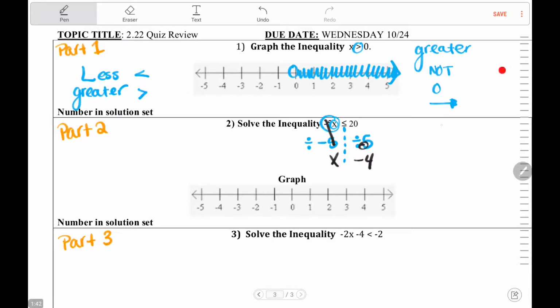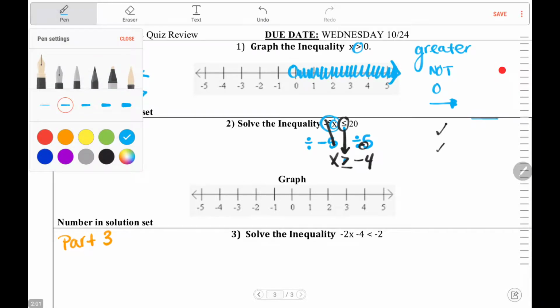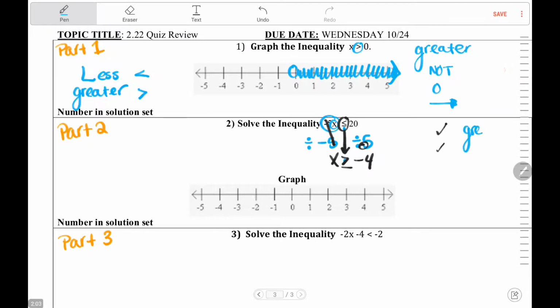We need to ask ourselves, did we multiply or divide? The answer is yes. Okay, was it a negative? Yes. So what do I need to do? I need to change the symbol. Okay, let's go ahead and graph that now. Is it greater or less? It's greater. Is it equal or not? It is equal. So it's going to be a closed circle. And it's greater, so we are shading to the right.